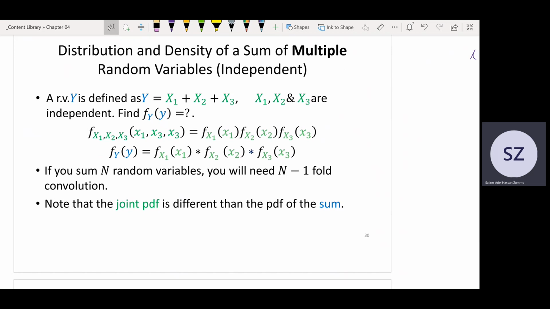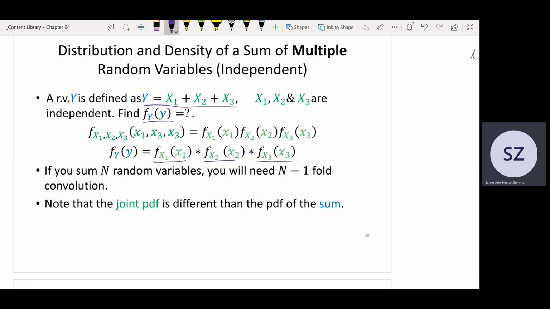Okay. Now if you have 3 random values, so y here equals x1 plus x2 plus x3, and x1, x2, and x3 are independent, then in order to find the PDF of y, you need to have convolution. One convolved with another, convolved with the third. So 3 functions you need to convolve.